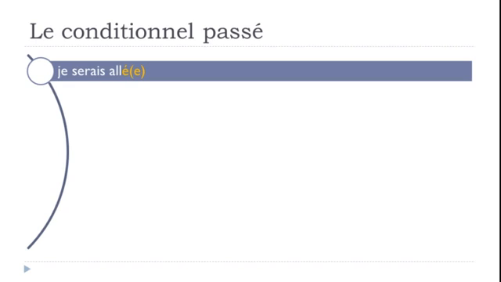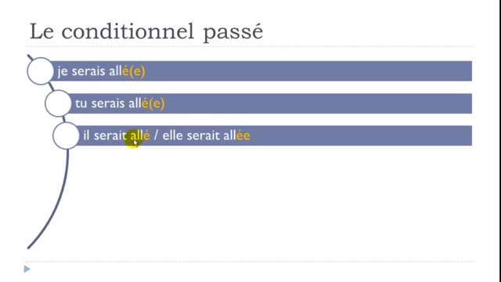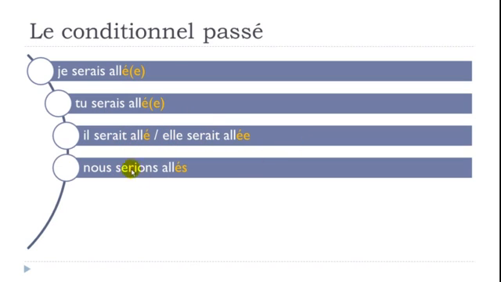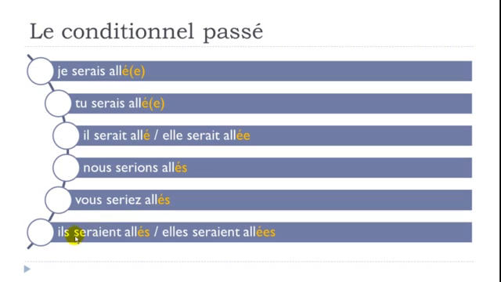So, je serais allé, and if you want to make the liaison, it would be more beautiful. Je serais allé. Tu serais allé. Il serait allé. Elle serait allée. Nous serions allés. Vous seriez allé. Il serait allé. Elle serait allée. All right, so that's it.